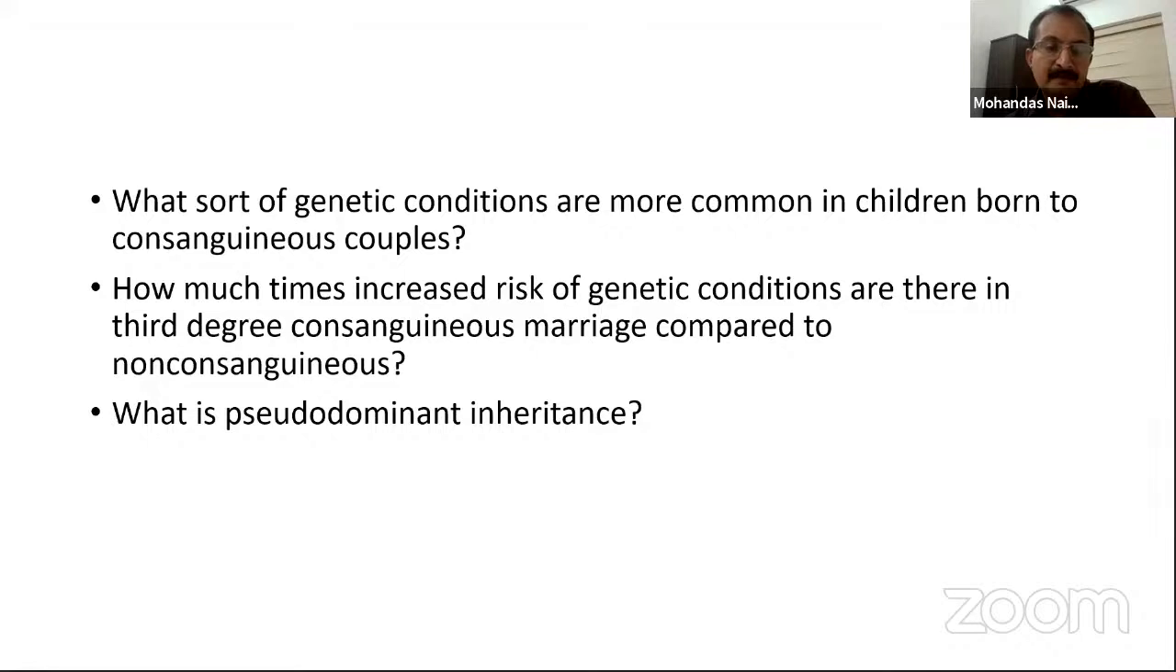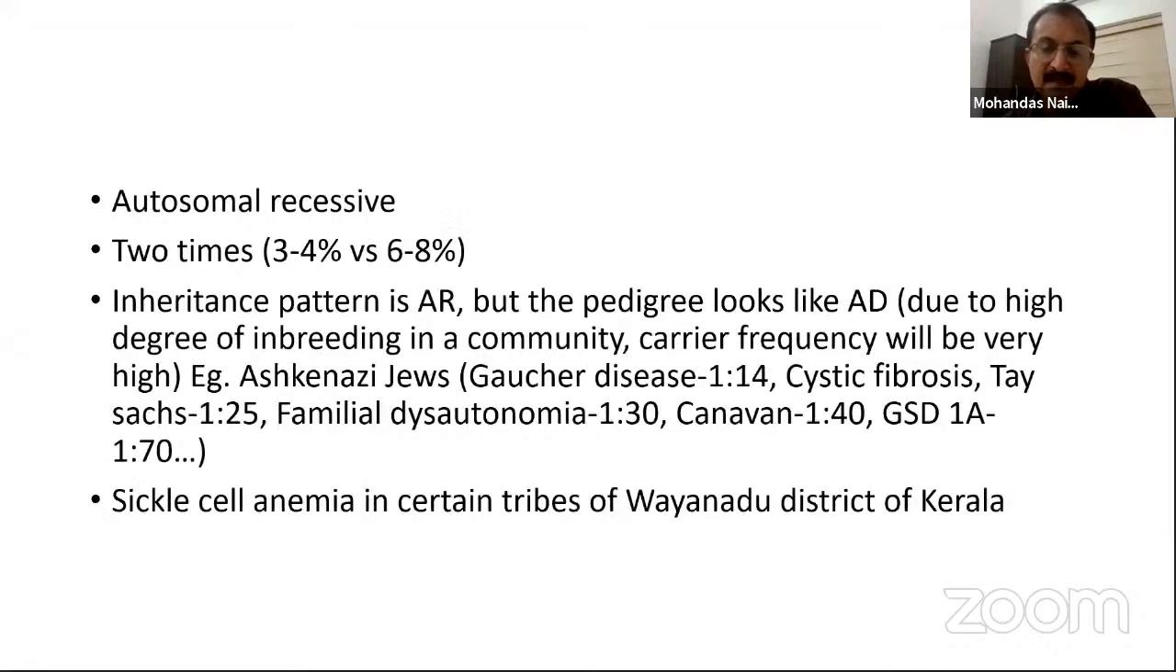But when a particular group is a highly inbred society, so there are a lot of consanguineous marriages between a small number of individuals. The well-known example is the Ashkenazi Jews, and their carrier frequency of various autosomal recessive conditions is very high.